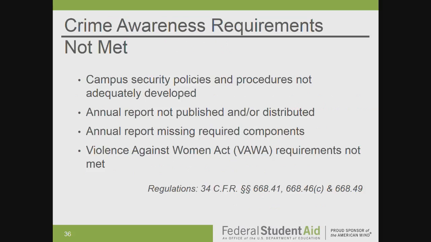All right, next slide. Crime awareness requirements not met. As Cassandra mentioned, this is the number one finding now in program reviews. The requirements are comprehensive. There's a lot of things that you have to have in your crime awareness report. So once again, FSA assessments has everything you need. I think it's beneficial to have a policy and procedure around the crime awareness requirements. Make it part of your manual.